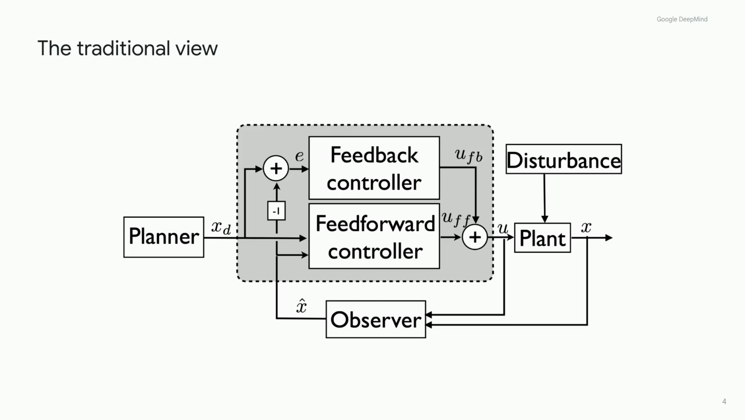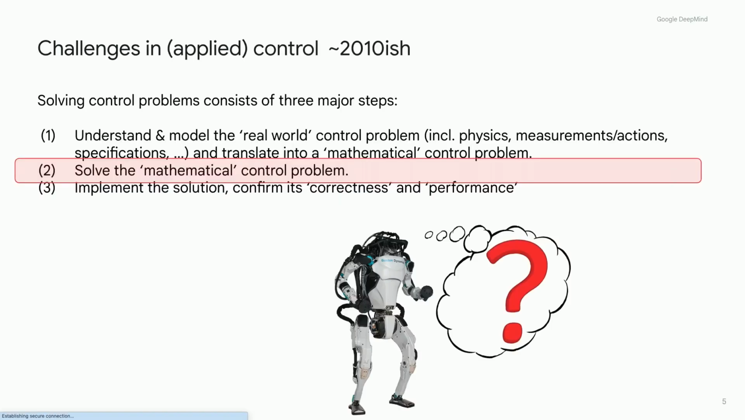But in a nutshell, it's basically this focus on this gray box where you have a planner, you have a plant, and you want to make sure that your plant behaves like the planner wants. If you need to figure out how to fill in this gray box, that's the control problem.